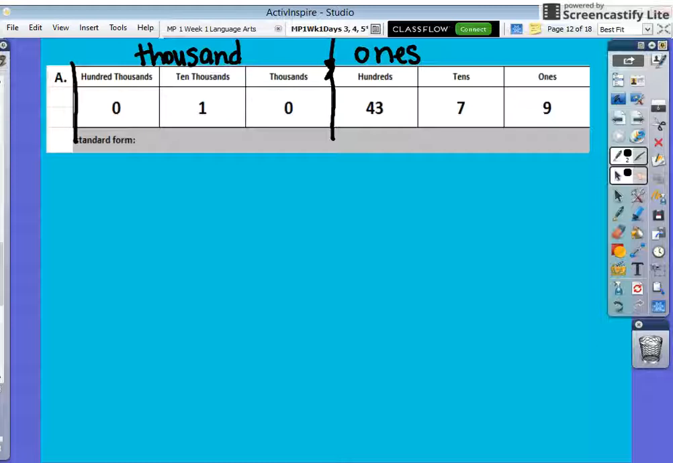So if we have this chart that looks very strange on the board, you can see that there are 9 ones in this chart. There are 7 tens. And another word for 7 tens, if I were to ask you what is the value of the digit in the tens place, you could say 70. We've been talking about that a lot in math. But then if we go to the hundreds, it says there are 43 hundreds, which is confusing.